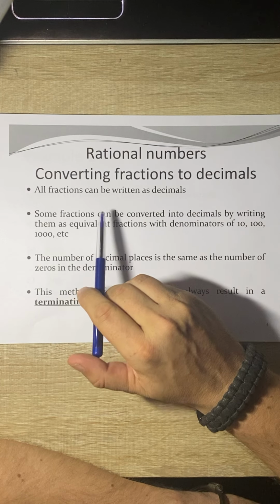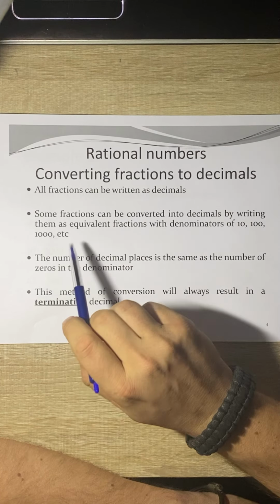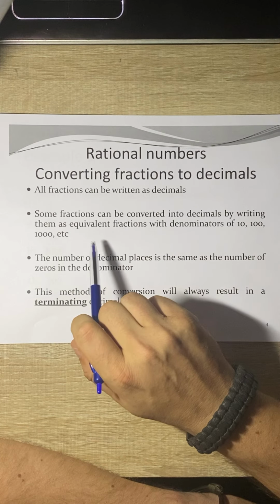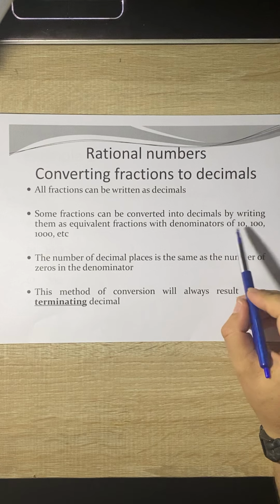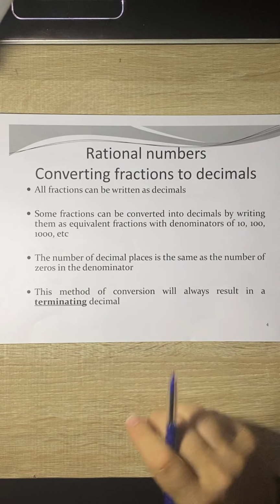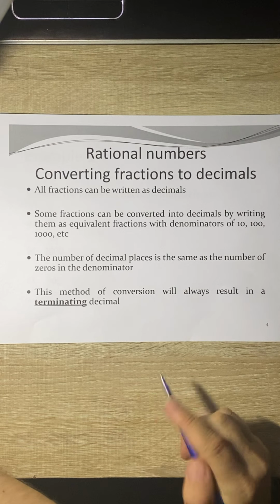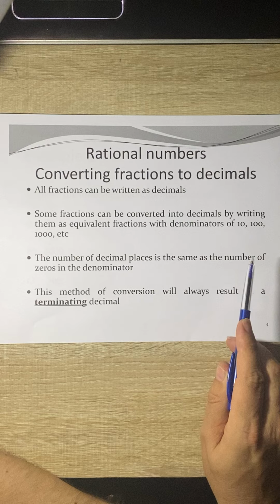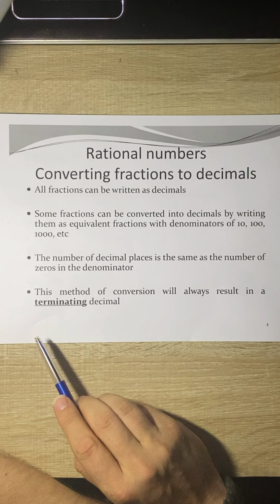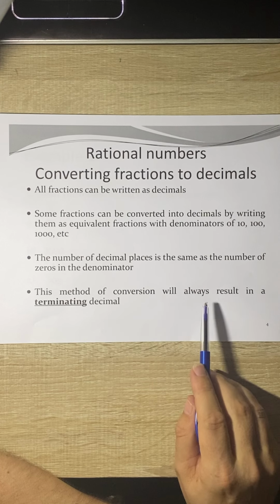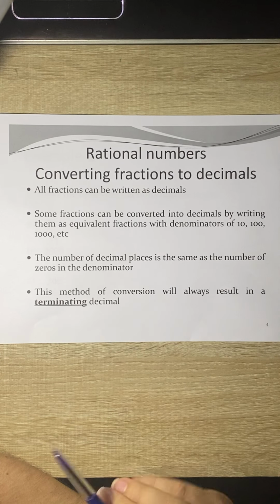All fractions can be written as decimals. Some fractions can be converted into decimals by writing them as equivalent fractions with denominators of 10, 100, 1000. Okay, so don't worry about this too much. I'll go through the examples just now and explain it. The number of decimal places is the same as the number of zeros in the denominator. This method of conversion will always result in a terminating decimal.